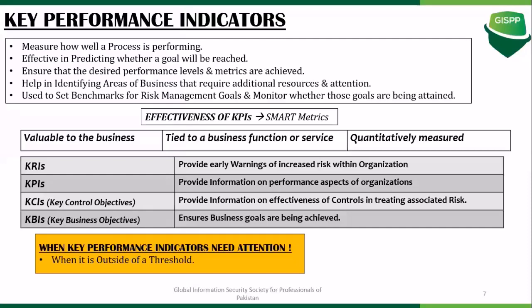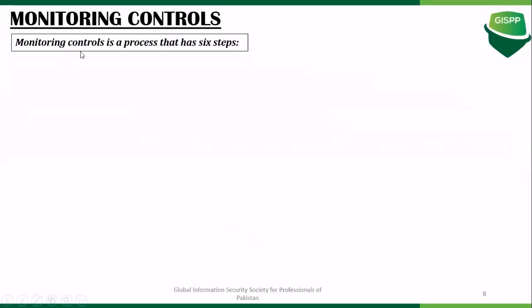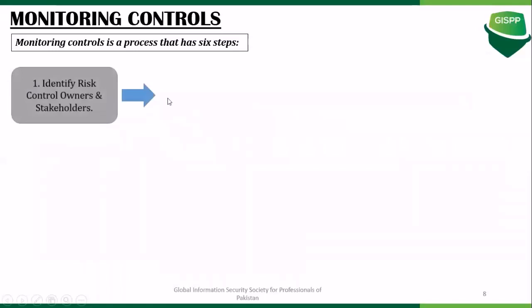So now comes the part for monitoring of controls. CRISC says that monitoring controls is a process that has six steps. Now I would say that this is not a silver bullet. This is not something that you need to memorize, but just get familiar with the concept. If you're familiar with the concept, you would do well in mapping this concept during the exam questions that you may come across. So the first thing that you need to do while you are monitoring the controls is that you need to identify the risk control owners and the stakeholders. Who are the risk control owners and the stakeholders?